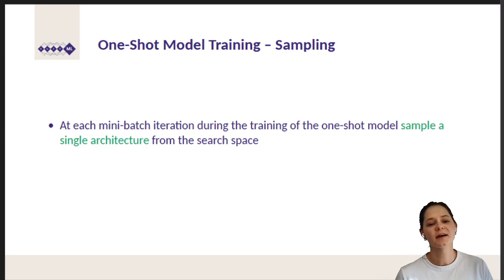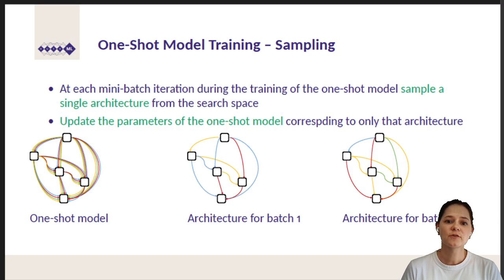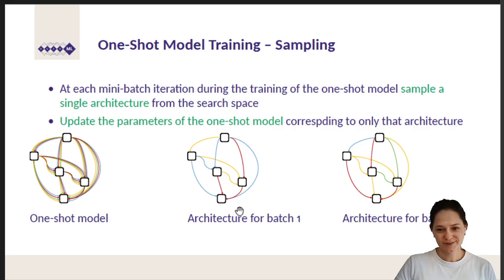So sampling means that at each mini-batch operation, instead of training several edges and computations connecting two nodes with each other, we sample one single architecture from the search space, and therefore update the parameters of the one-shot model corresponding only to that particular architecture. So here we can see again a visualization. We have our one-shot model here, and for mini-batch iteration 1, we only have one subnet, connecting the nodes by only one edge. Here we see a different subnetwork which is trained for batch 2.